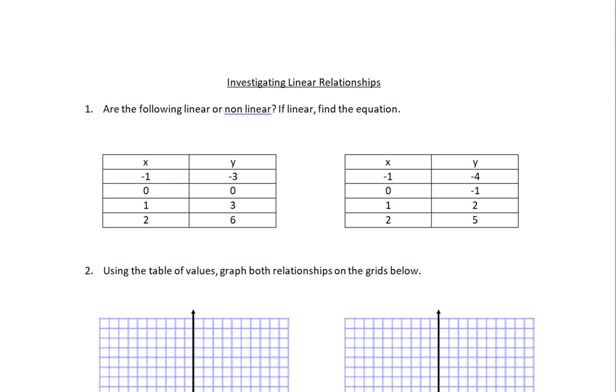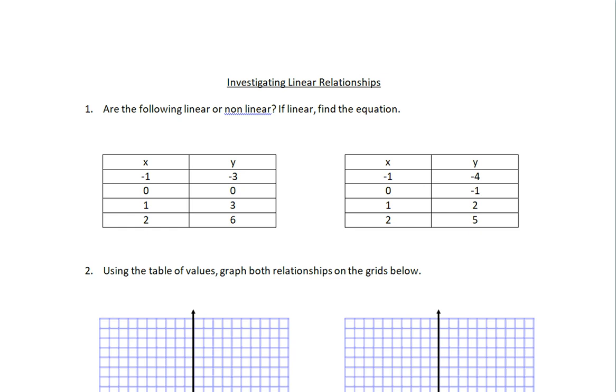Okay, so here we're going to be looking at a continuation of our look at linear and nonlinear relationships. When we look at these two tables, we have to figure out if they're linear or not. Remember, the first thing that we have to do is figure out, one, are the x's all going up by 1 every time? And in this case, they are.